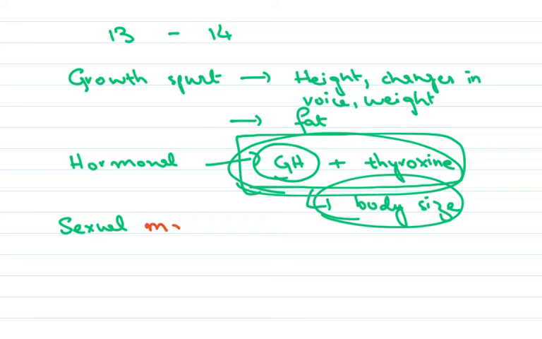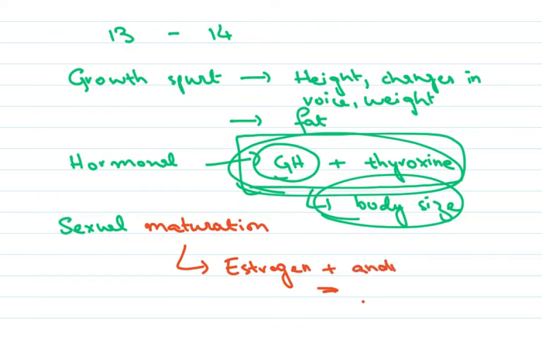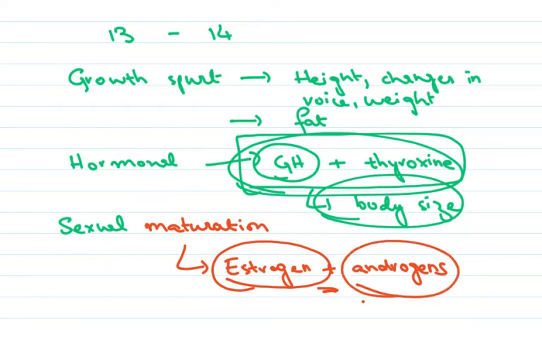However, when we talk about sexual maturation, the hormones primarily responsible are estrogen and androgens. Usually we tend to think of estrogen as the hormone present in women's bodies, and androgens as the hormones present in male bodies. But both males and females have both estrogen and androgen. It's just that they have them in different proportions.